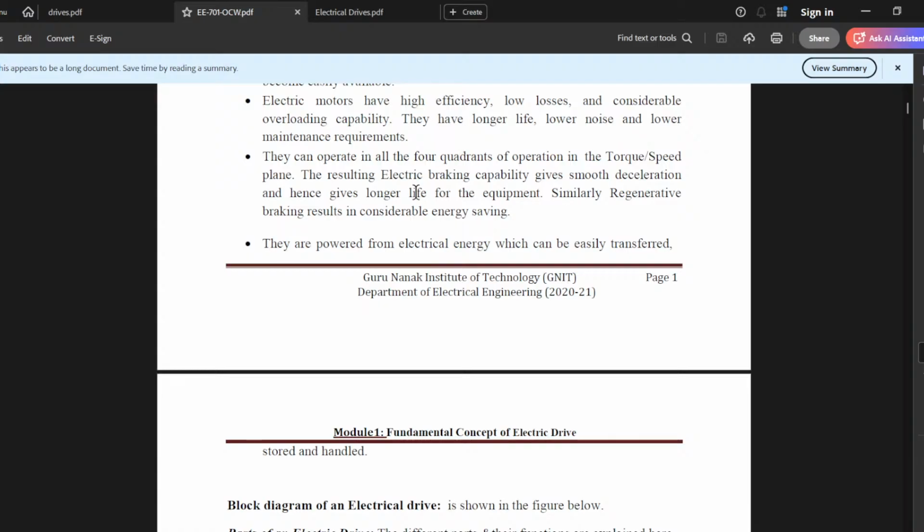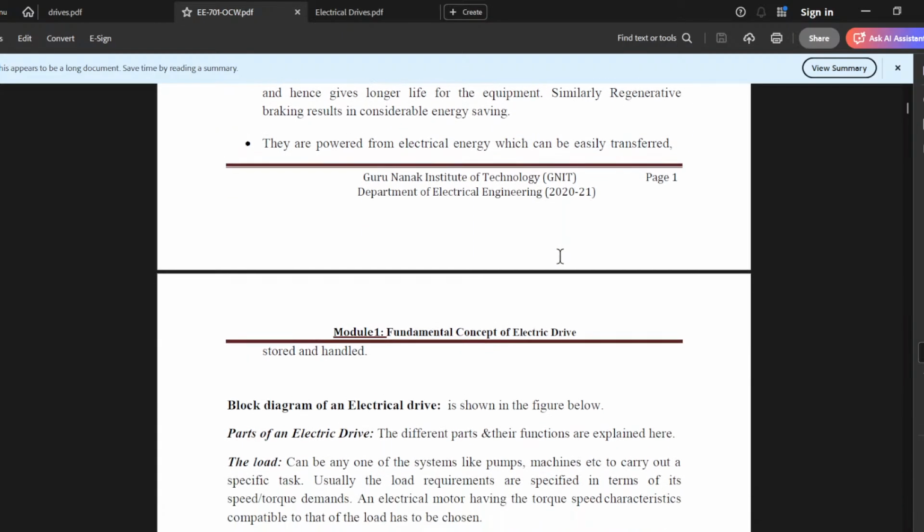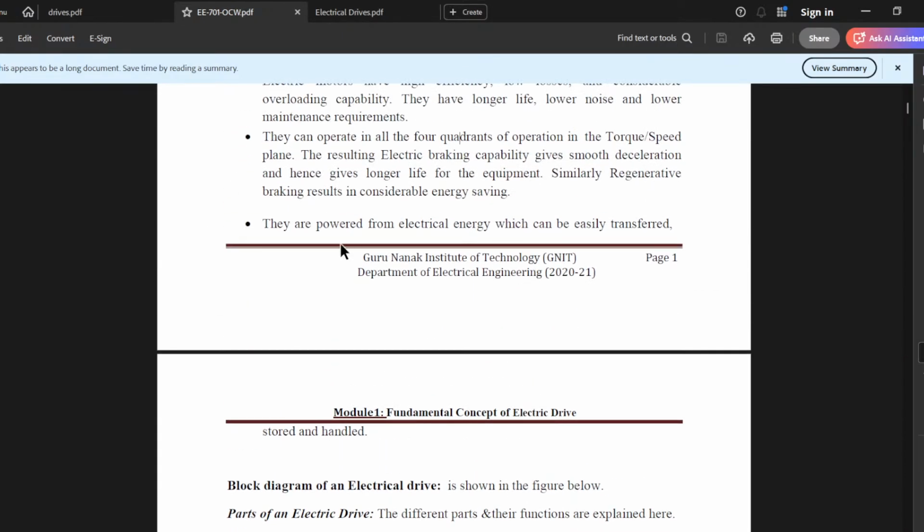and energy saved. They are powered from electrical energy, which can be easily transferred. Yes, this is a very great point. As I was mentioning, electrical energy is the best type of energy to transport or transfer. Okay.